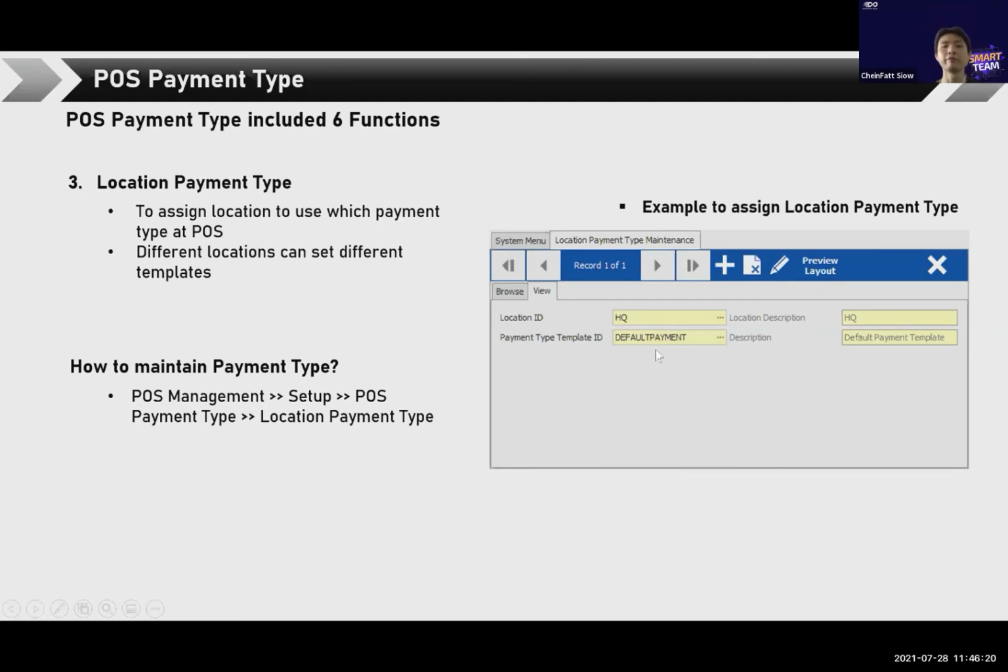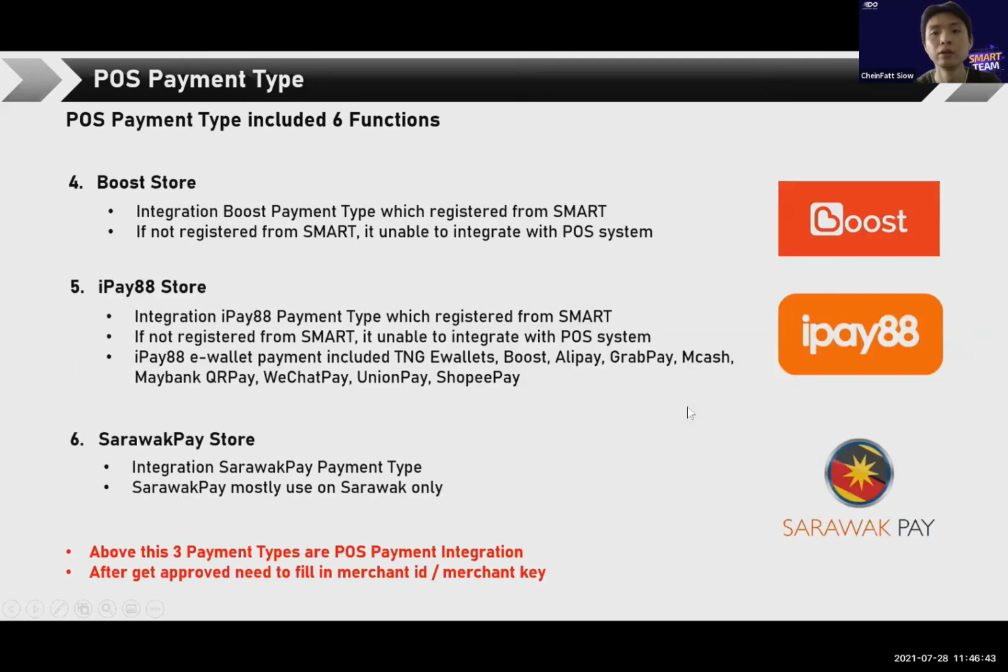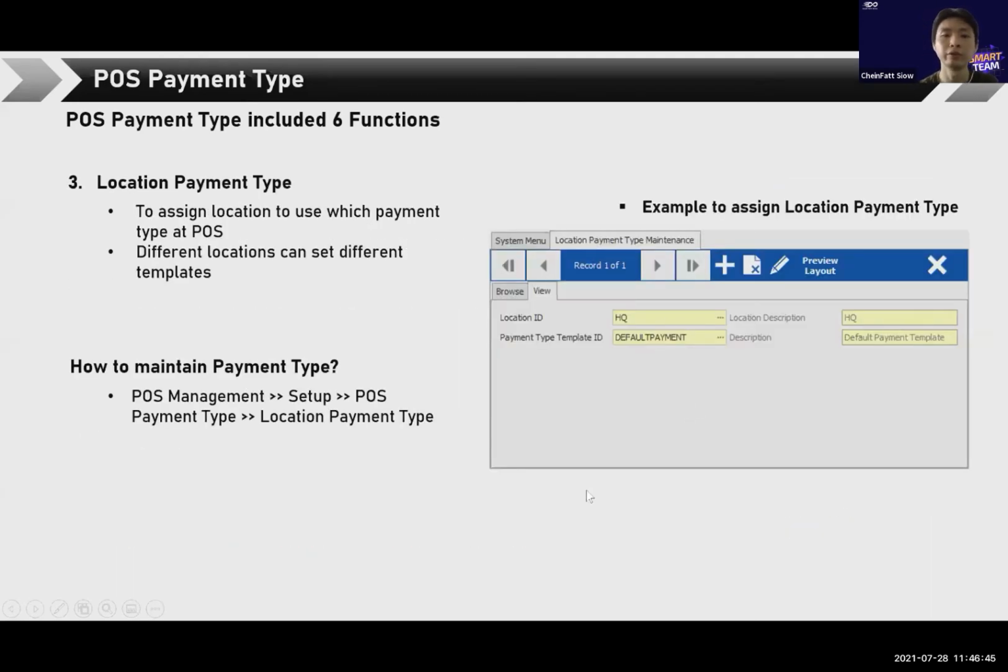So every time, if you add a new outlet, you have to make sure the location payment type here shows that you have assigned it from here. If not, after you set up the new POS there, the POS system there will not see the payment type when you do the payment transaction. So you have to make sure you maintain it.